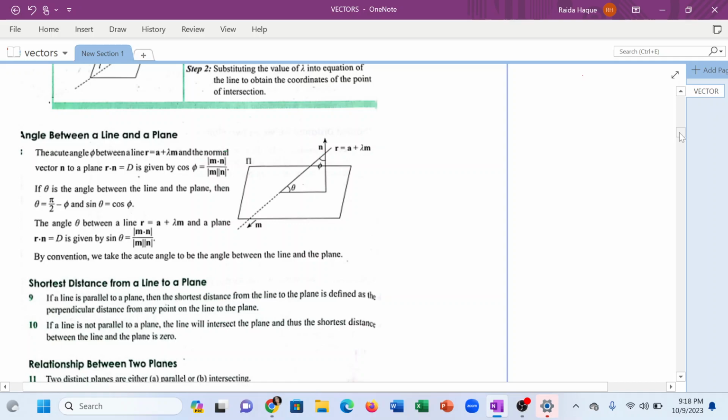So if theta is the angle between the line and a plane, then theta equals pi by 2 minus phi, and sine theta equals cos phi. So the angle theta between a line r equals a plus lambda m and a plane is given by, okay, so we get that, right?